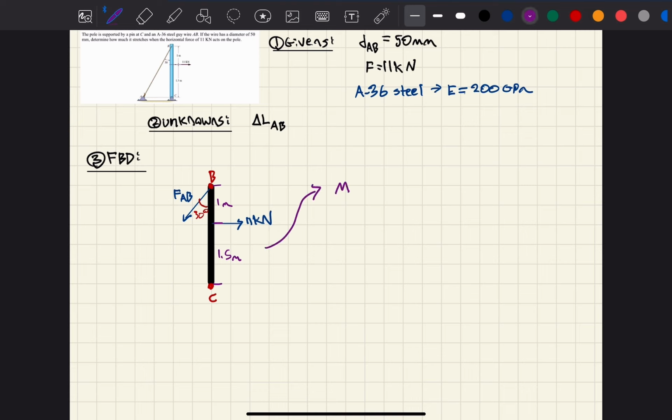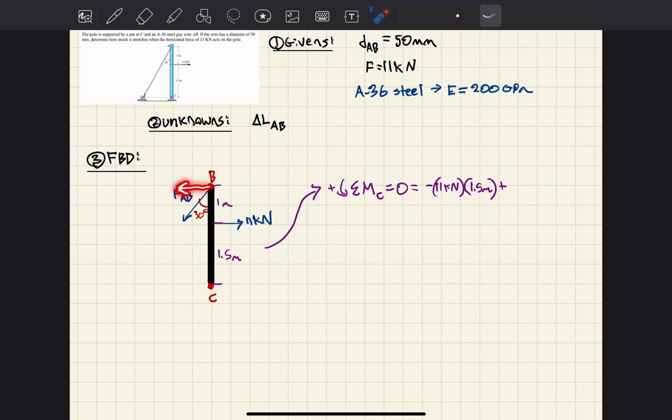If I take a moment about C, and we can say that counterclockwise is positive, what forces cause a moment about C? Well, this force will cause a moment about C, right? It'll cause a negative moment, so 11 kilonewtons. Don't forget to convert it to newtons, multiplied by 1.5, right? Plus, this component of FAB is gonna cause a moment, right?